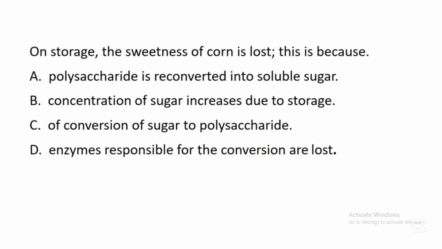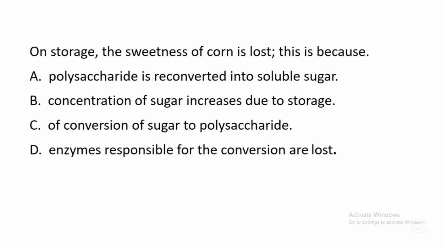The next question says, on storage, the sweetness of corn is lost. This is because A, polysaccharide is reconverted into soluble sugar. B, concentration of sugar increases due to storage. C, because of conversion of sugar to polysaccharide. D, enzymes responsible for the conversion are lost.